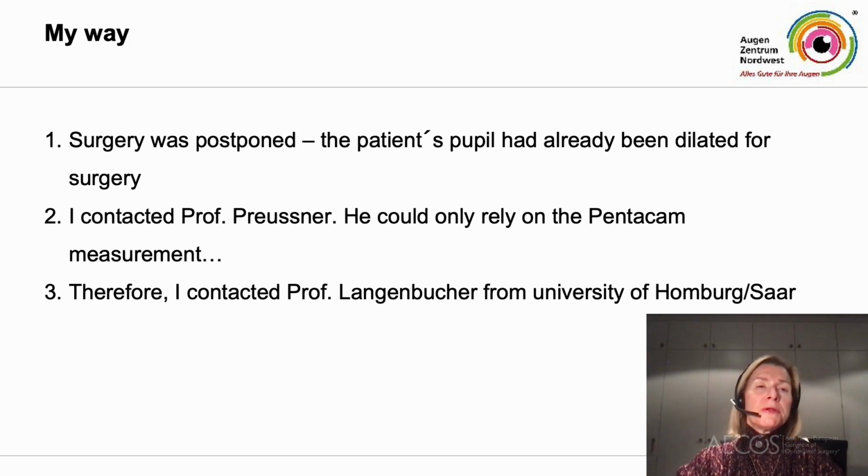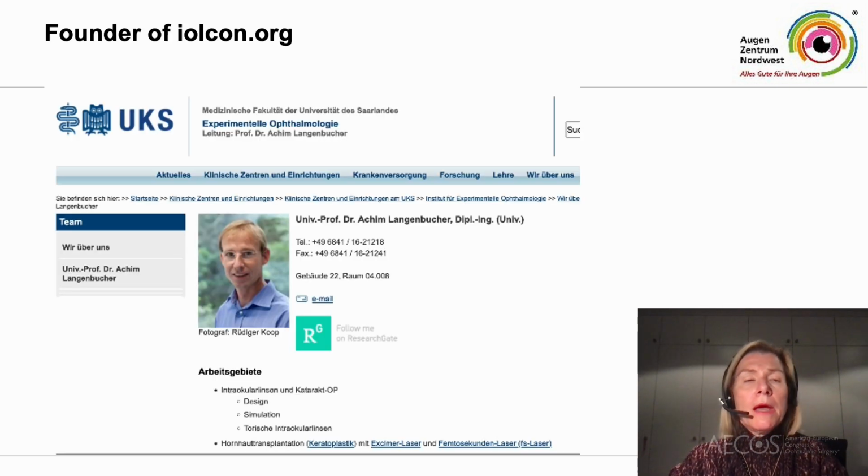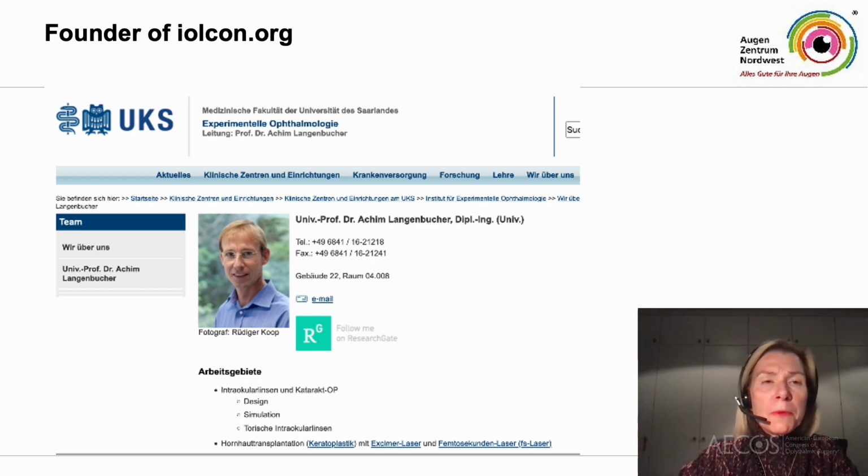Now, what to do? The patient was already waiting in the waiting room. The patient's pupil had already been dilated. I told the patient the truth, that I now had 2 different measurements. I contacted Professor Preussner, and he could only rely on the Pentacam measurement. And therefore I contacted Professor Langenbucher from University of Homburg-Saar. Professor Langenbucher is the founder of IOLcon.org.